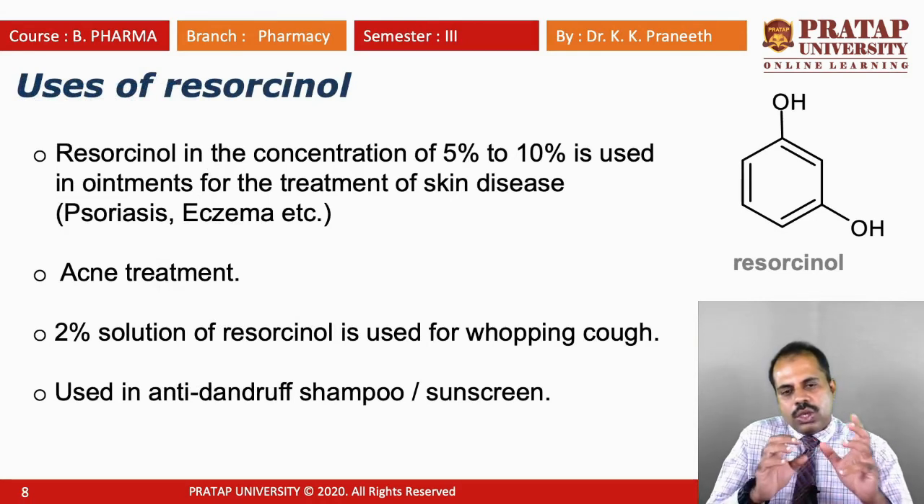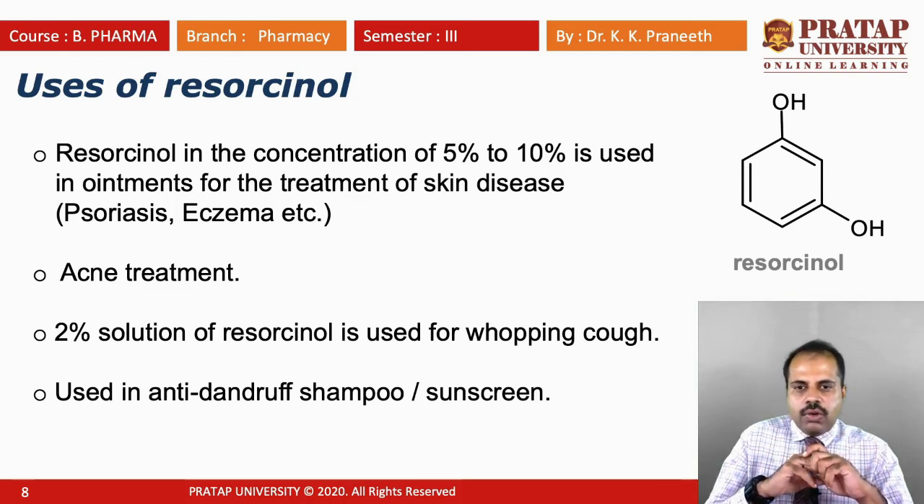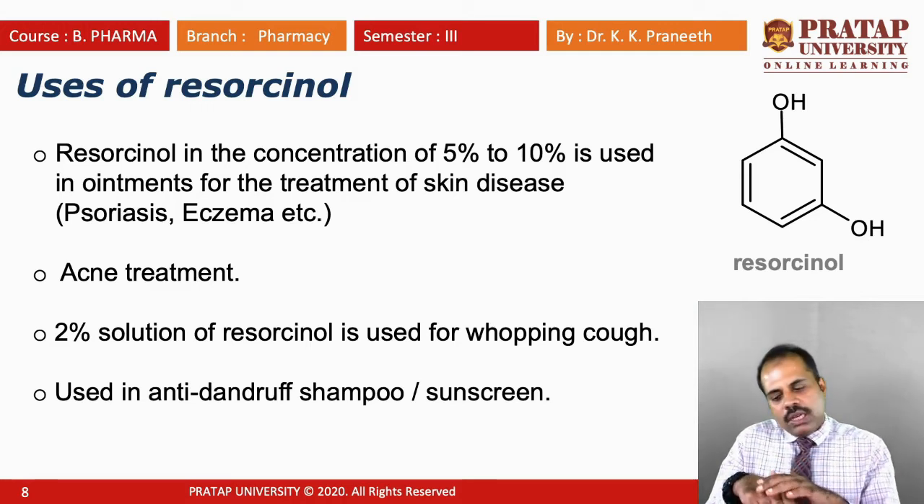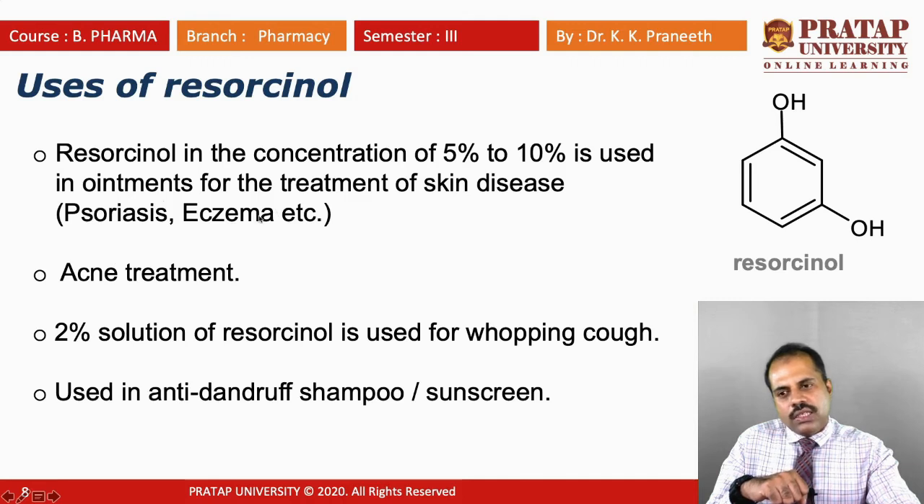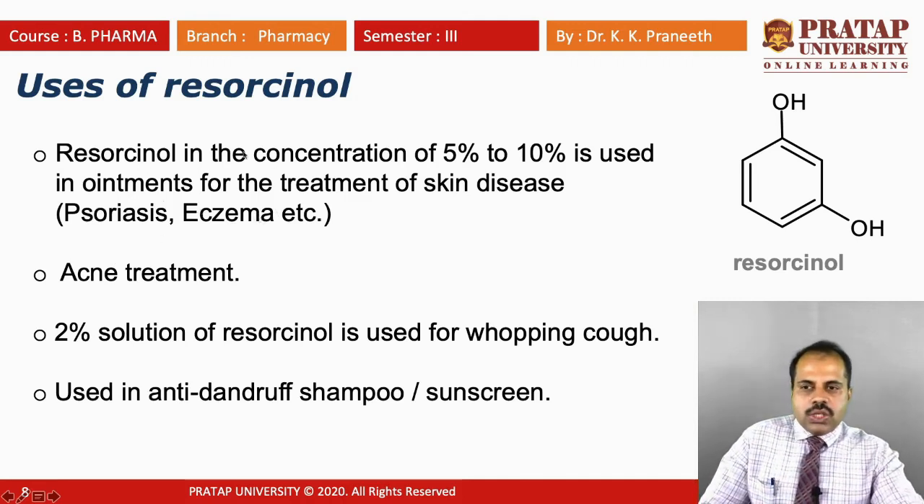An important use is that resorcinol, at a concentration of 5 to 10 percent, is used in ointments for the treatment of skin diseases like eczema. Eczema is caused by dryness of the skin. The skin gets irritated and you get some inflammation of the skin. These are called psoriasis and eczema, skin conditions. To treat this skin problem, resorcinol is used at 5 to 10 percent.